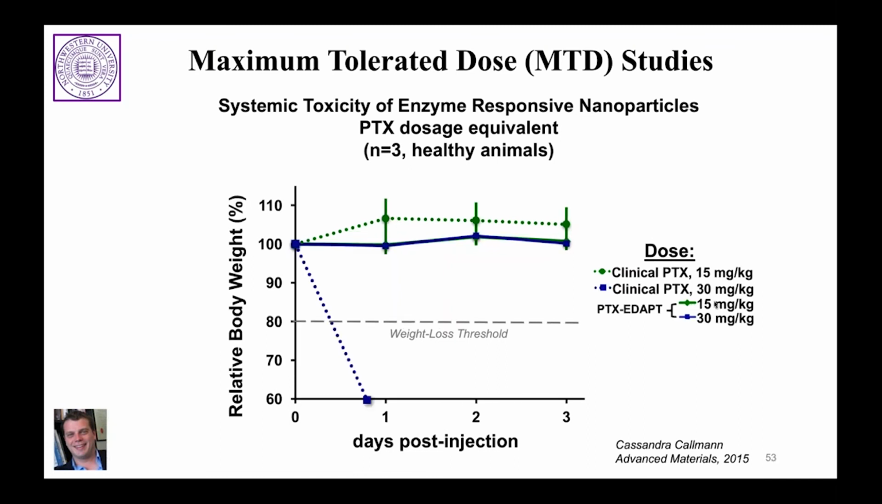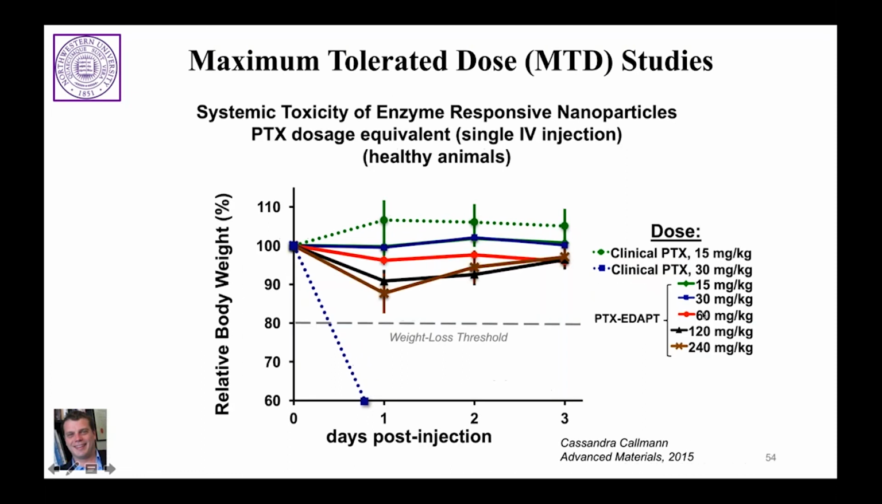That's a sort of a standard dose of that drug. If you go to 30 milligrams per kilo of that parent formulation, the clinical formulation, you can see that the animals don't tolerate this and they go through the weight loss threshold and are sacrificed. Our formulation, the Paclitaxel carrying responsive particle, is now safe at 30 milligrams and safe out to 240 milligrams. These are very, very high tolerated doses.